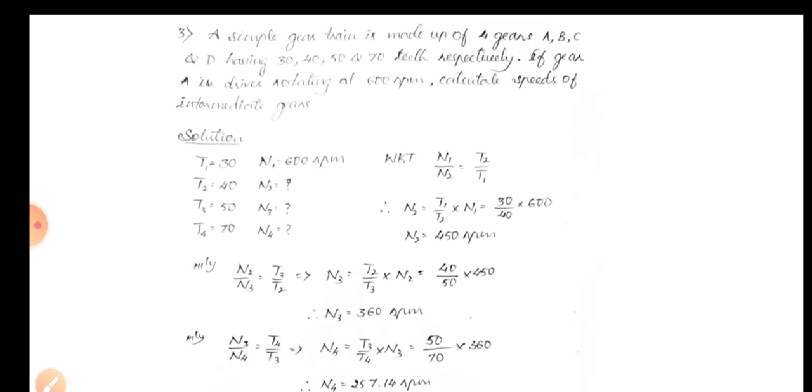So very simple, use the formula N1 by N2, that is velocity ratio, is equal to T2 by T1. So you will get N2. Then you use N2 by N3 is equal to T3 by T2, you will get N3. Then you use N3 by N4 is equal to T4 by T3, you will get N4. Then what is he asking us? Velocity ratio. So for this gear train, the velocity ratio is N1 by N4 only. Right? So here you can see I have written N1 by N4. I know the value of N1, which is already given. I know the value of N4. Substitute the values, find out the ratio. So it is 2.33 to 1.